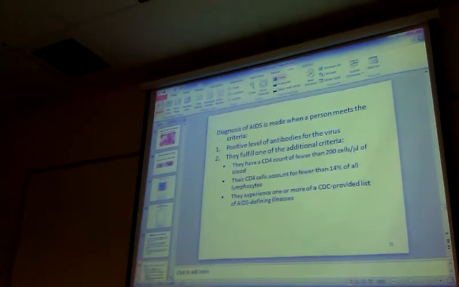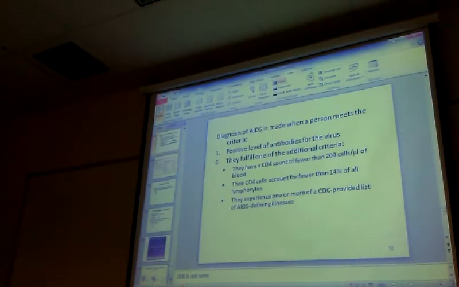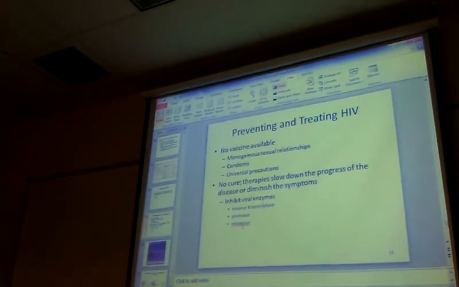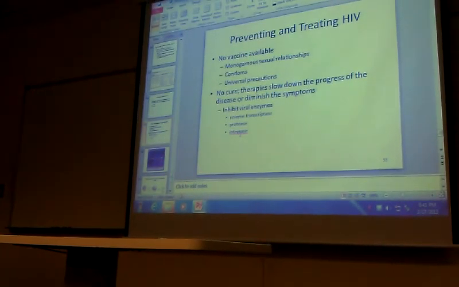Slide 57: preventing and treating HIV. And the common way is to prevent this.